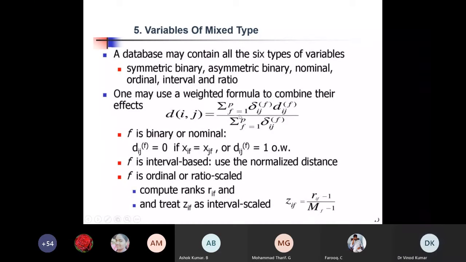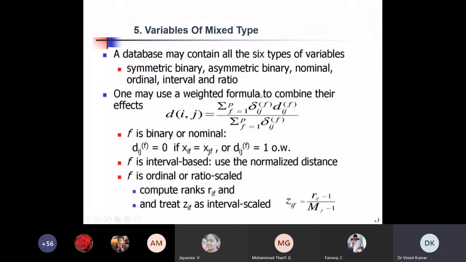So we have the dissimilarity d, and we have the delta. Delta will tell the type. d_ij is equal to 0 if x_if and x_jf are equal, otherwise 1. Like this we can find it, in a certain format, so that format will be handled.